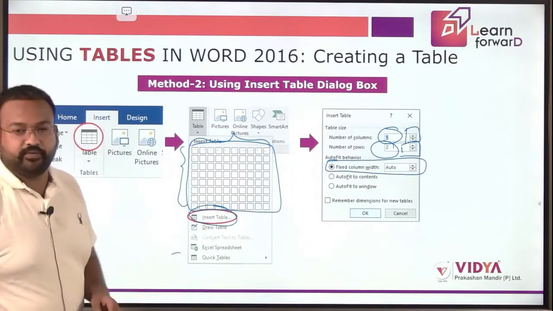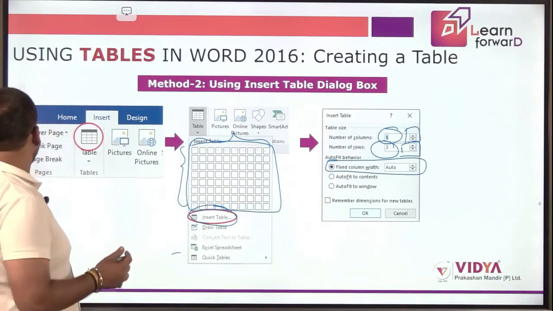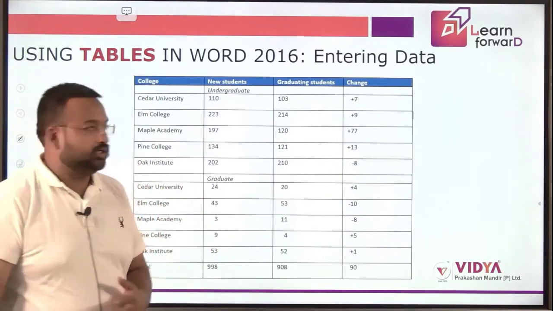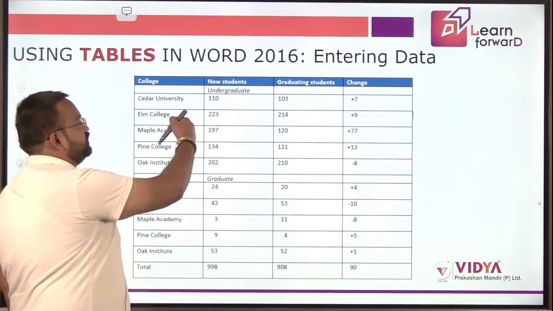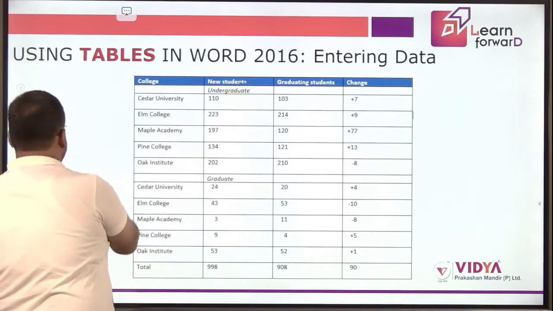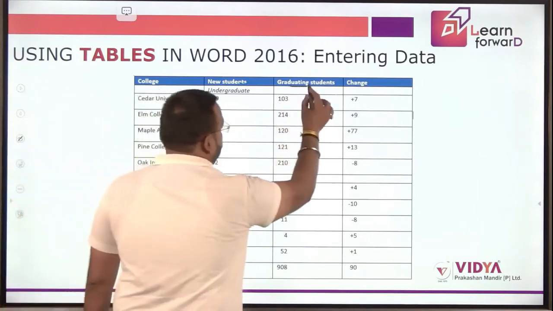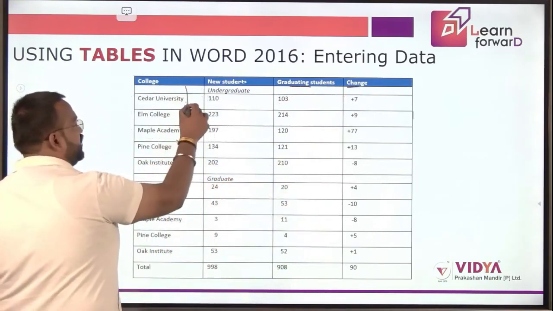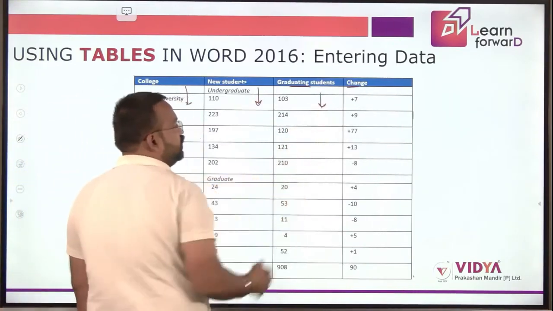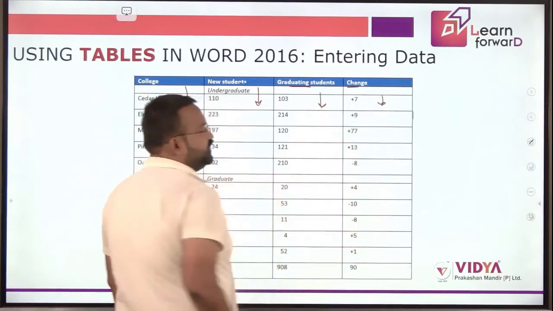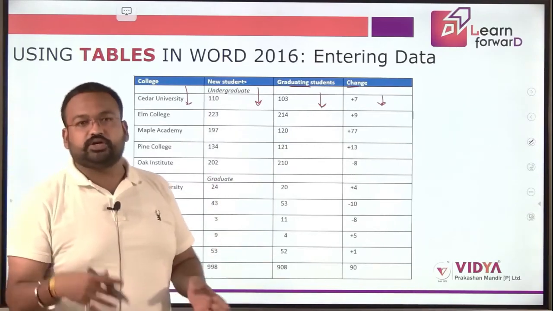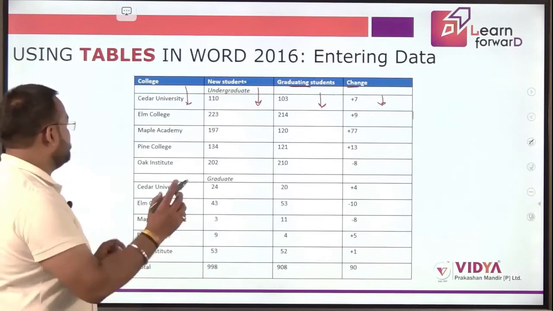I hope this is clear, everyone. Okay, let's move to the next slide. Now this is just a sample table we have already created. There are 4 columns that we have provided: college name, new student, graduating student, and change. Over here we provide the college names, here the number of new students, here the students who have already graduated, or if there is some change in their details. This is just sample data. You can also create your table with your own sample data. We will see an example later on.